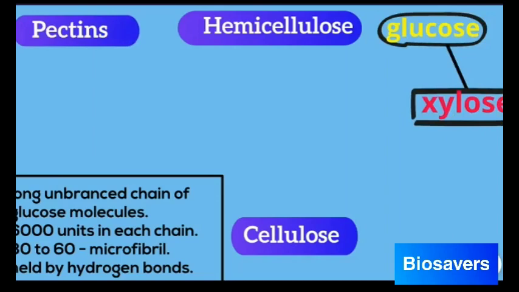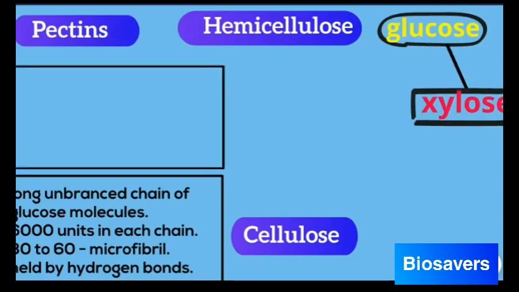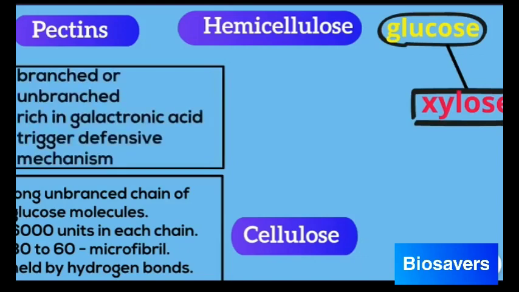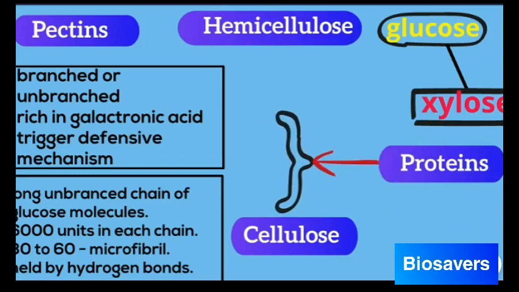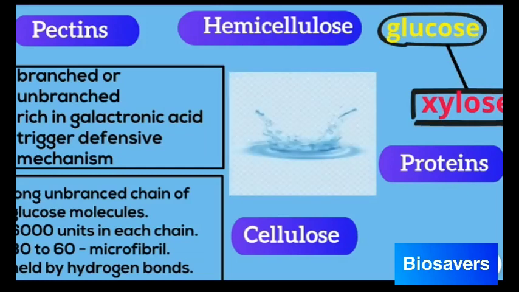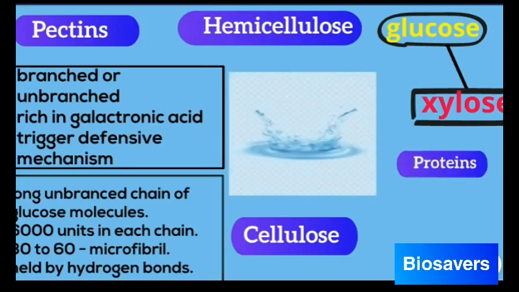Pectins are branched or unbranched polysaccharides rich in galacturonic acid, and when the plant cell is attacked by pathogens, fragments of pectins trigger the defensive response by the plant cell. Proteins interweave through the cellulose and pectin networks. Other than that, the cell wall is well hydrated and has 60 to 70% water content in its mass.